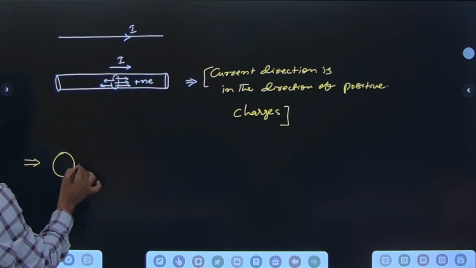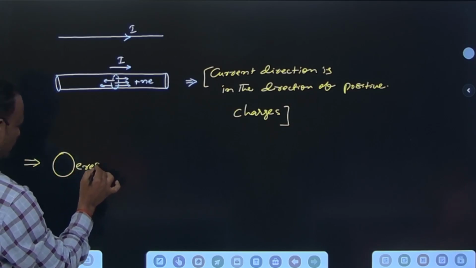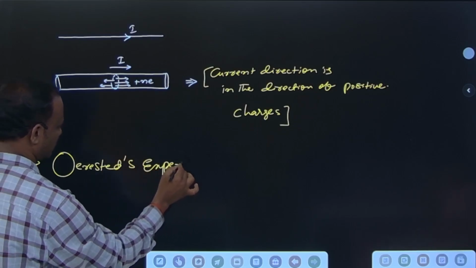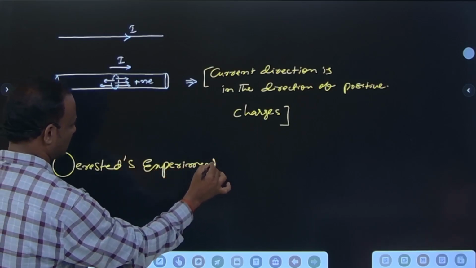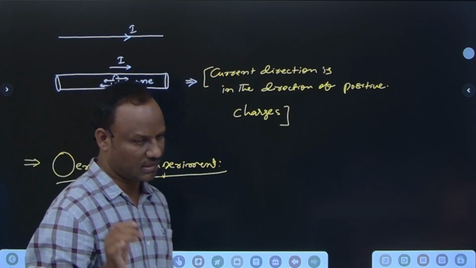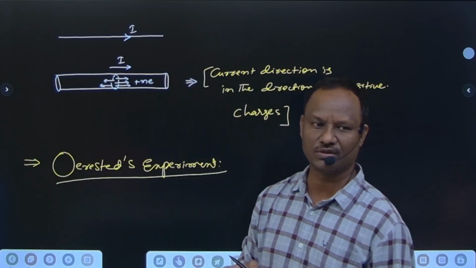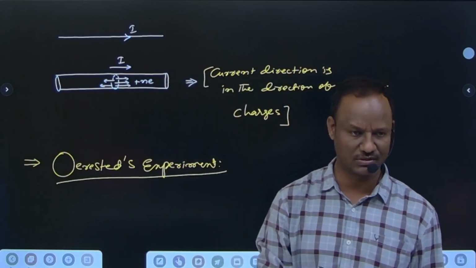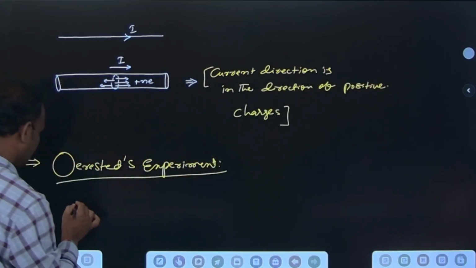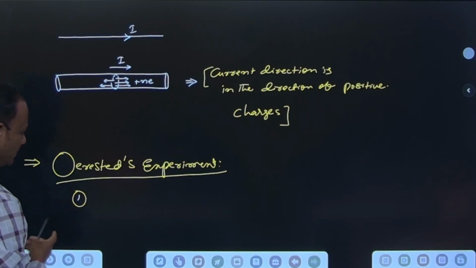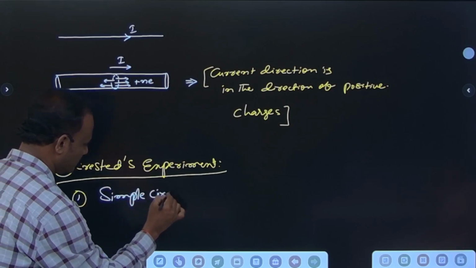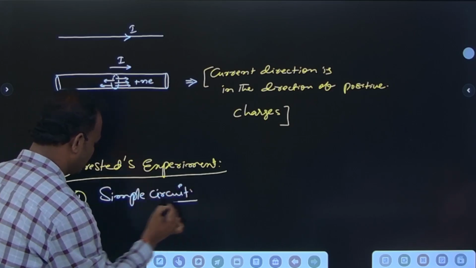Next, when current passes through a wire, according to the scientist Oersted, we have Oersted's experiment. What is Oersted's experiment? He took a circuit, a simple circuit, which we have completed in current electricity. What is a simple circuit? Simple circuit consists of the following.